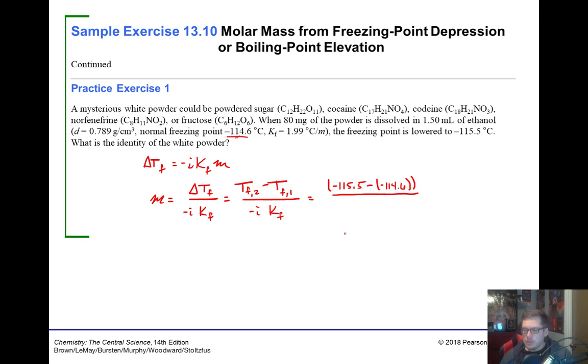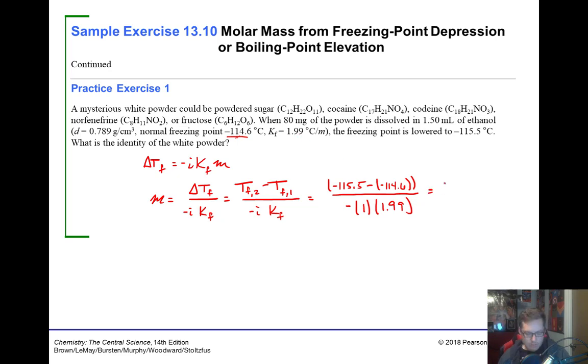And then we'll divide this by our negative i value, and i value, because all these are molecular. This is nice. If some of them were molecular and some ionic, we would be in trouble, but they're all molecular. So they all have a van 't Hoff factor of 1, and then the Kf value is 1.99. It says it right here.